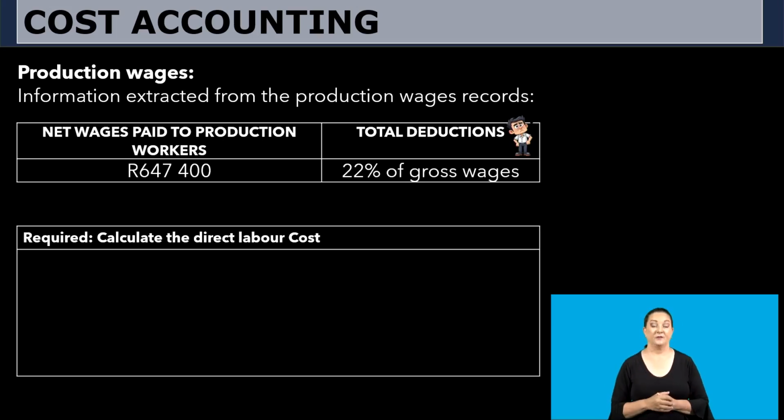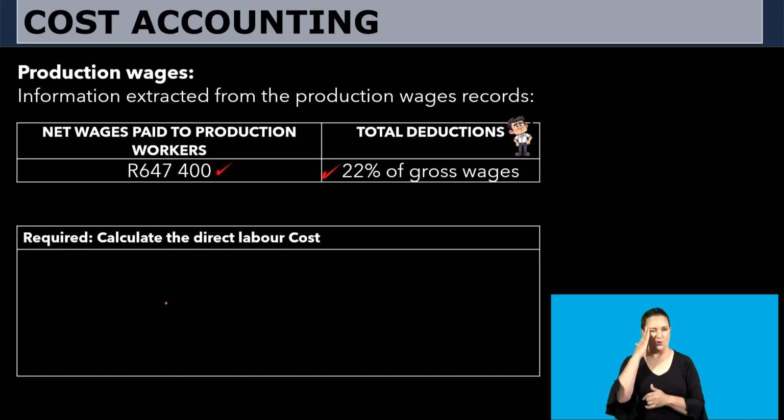We are told the information extracted from the production wages records. Net wage paid to workers, so this is your net wages. And here you are given total deductions, which is 22% of gross wages. It is very important to note that when we are preparing our production cost statement, we need to record our gross wages, and then we add our contributions as well. In this case, we were not given the contributions, but we know that we need to calculate the gross.